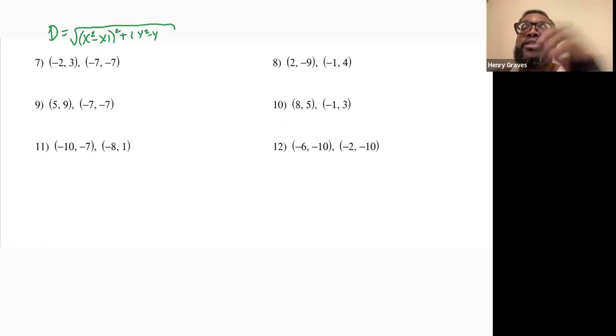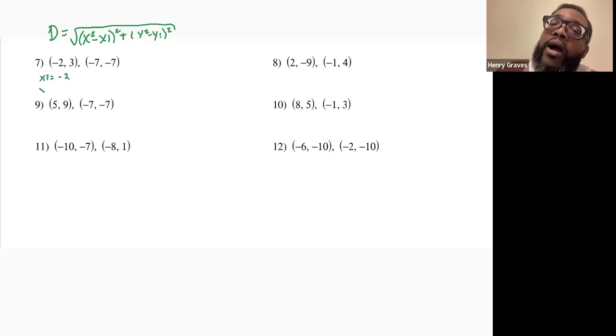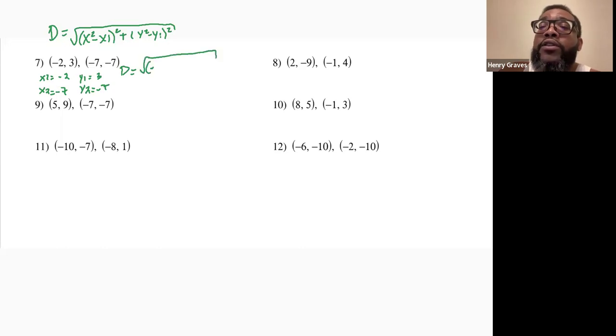So in this case, on number 7, I'm going to plug in my values. x1 is -2. x2 is going to be -7. y1 is going to be 3. And y2 is going to be -7. I plug all this into my formula. -7 minus -2 squared plus -7 minus 3 squared.